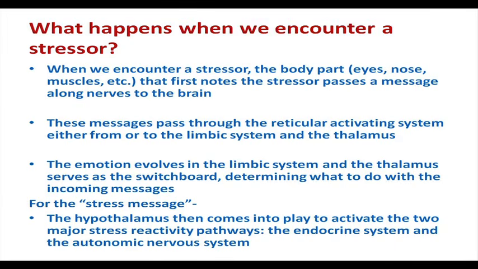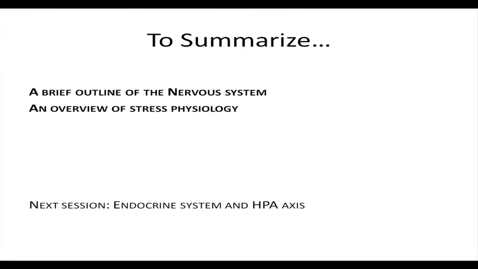Now, when this is a stress message, it triggers the hypothalamus, and the hypothalamus comes into play to activate the two major stress reactivity pathways, that is the endocrine system and the autonomic nervous system. The endocrine system we shall study later, in the next session.